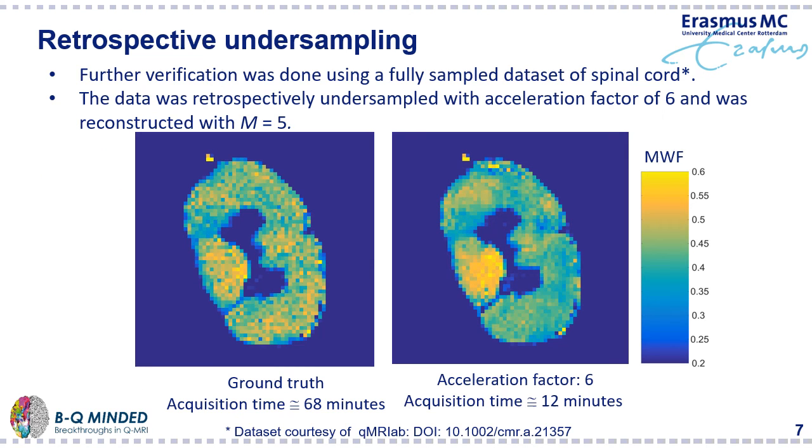Further verification was done using retrospective undersampling with an acceleration factor of 6. We can see the result on the right while the ground truth is on the left. Please pause the video to look at the results.